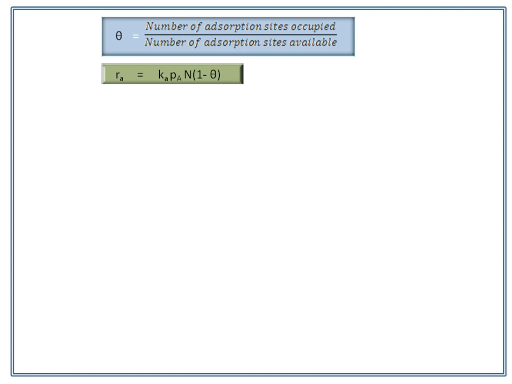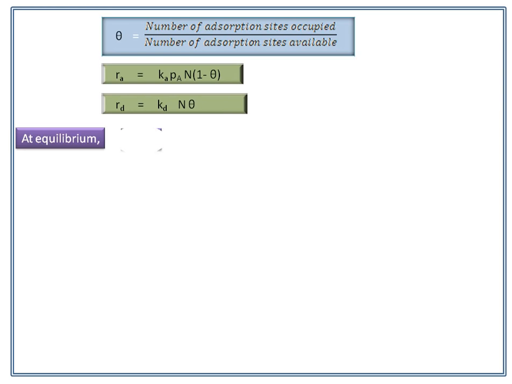Similarly, we calculate the rate for desorption, that is Rd. The rate of desorption is directly proportional to the number of adsorbed molecules, that is n theta. So Rd is equal to Kd into n theta, where Kd is the proportionality constant, that is the rate constant for desorption. Since at equilibrium the rate of adsorption is equal to the rate of desorption, now we compare these two equations, Ra and Rd. Ka Pa n into 1 minus theta is equal to Kd n theta.